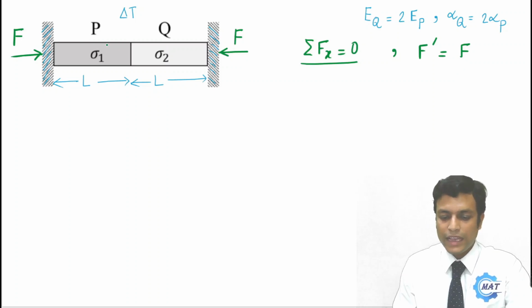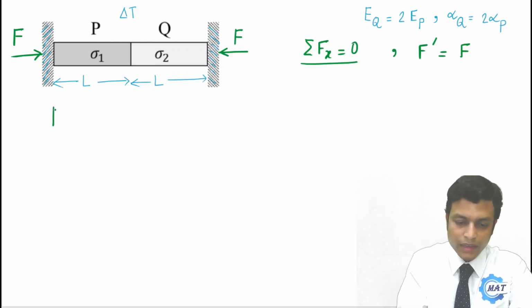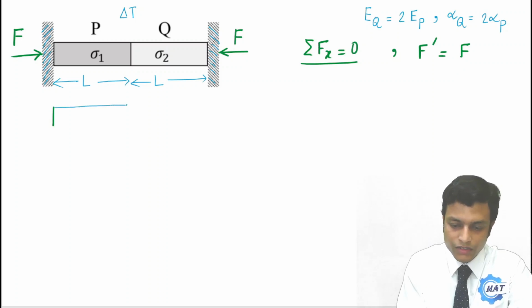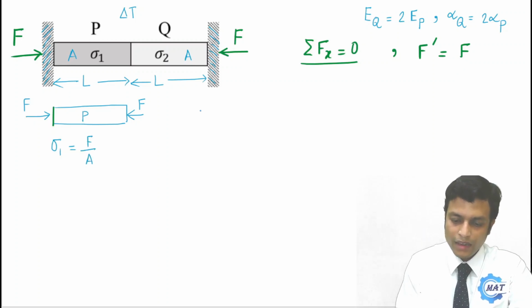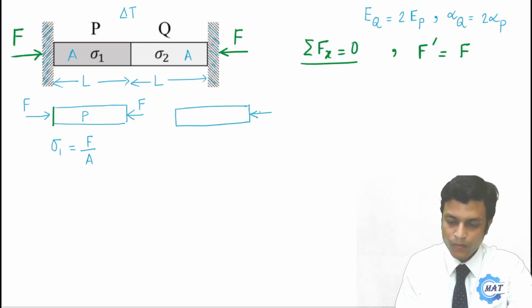Now if the force is F, then what will be the stress on P? If we draw the free body diagram of P, with area A, both having the same area, then the stress on P, that is sigma 1, is F by A. Similarly, if we draw the free body diagram of Q, this is F and this is also F.